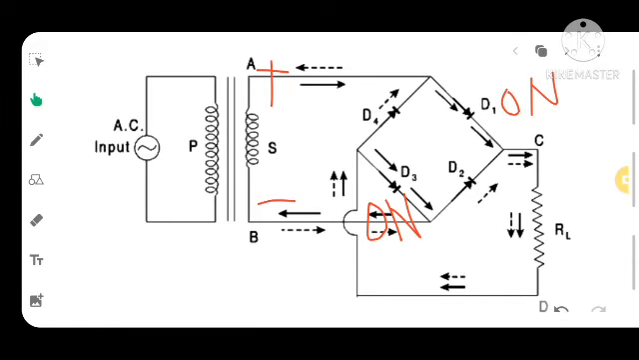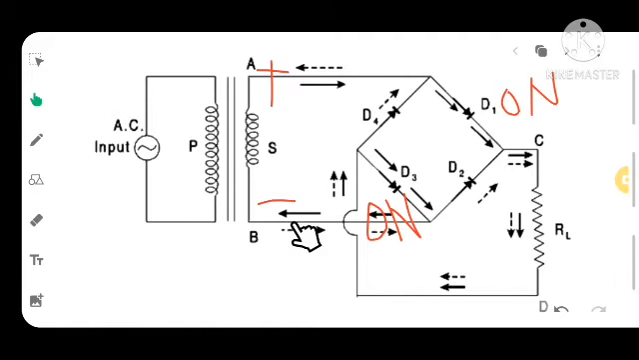So the current will start to flow in this direction, following the arrowhead in the bold line, starting from this point A. It will go in this direction, then through the diode D1, then through the load, then through D3, and then go to the negative terminal. So this is the direction of the current.